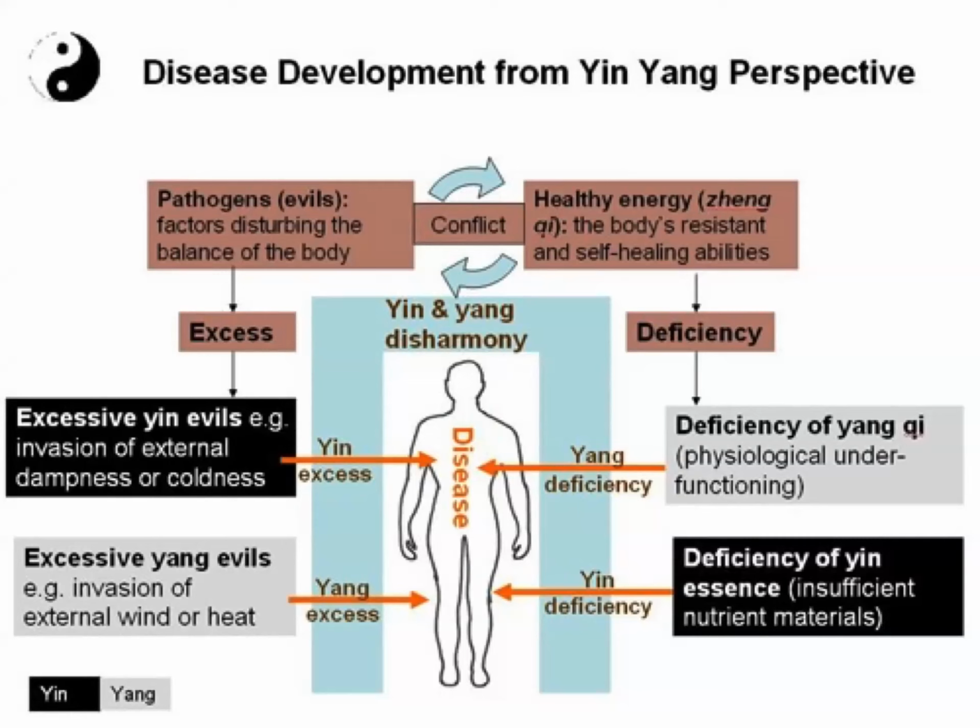Disease development from yin-yang perspective. So we have here pathogens or evils, factors disturbing the balance of the body. This is an excess, and then excessive yin evils, invasion of an external dampness or coldness. Ulitin ko po. Pathogens, evils, factors disturbing the balance of the body will conflict with the healthy energy, the body's resistant and self-healing abilities.